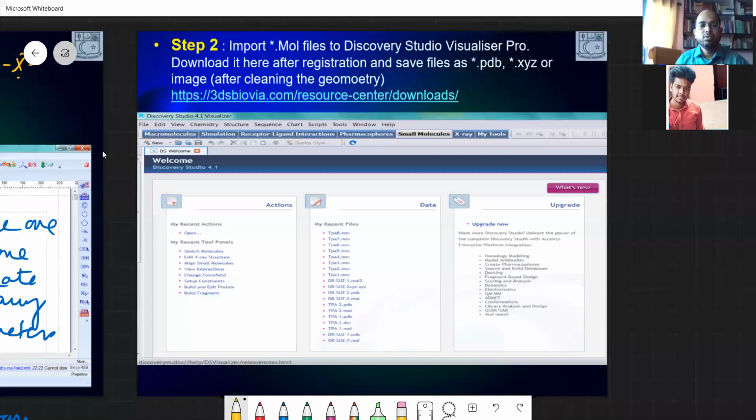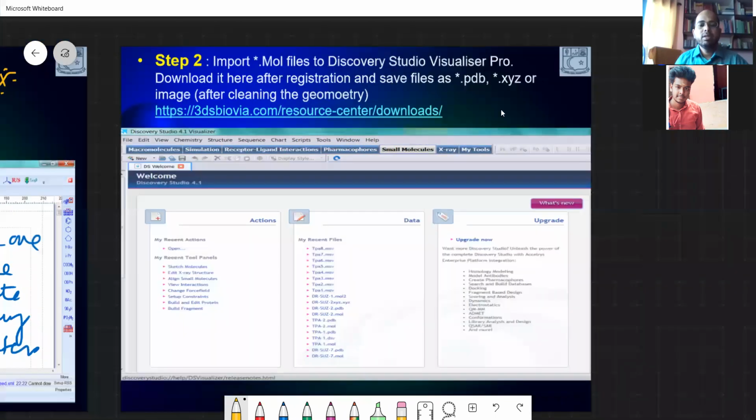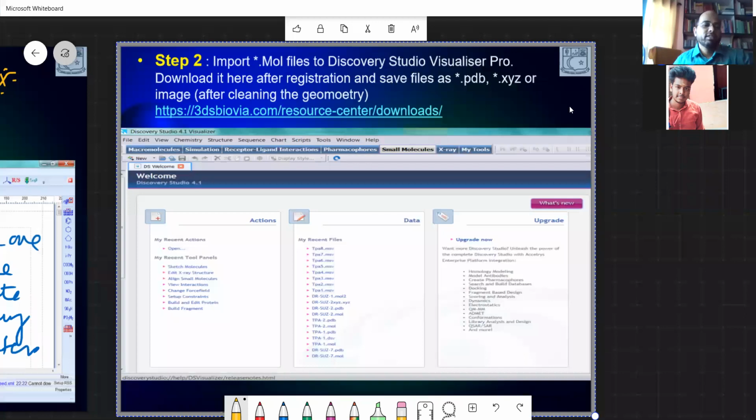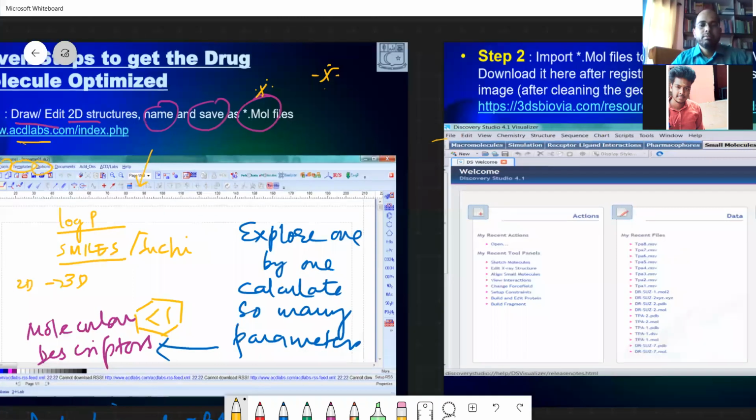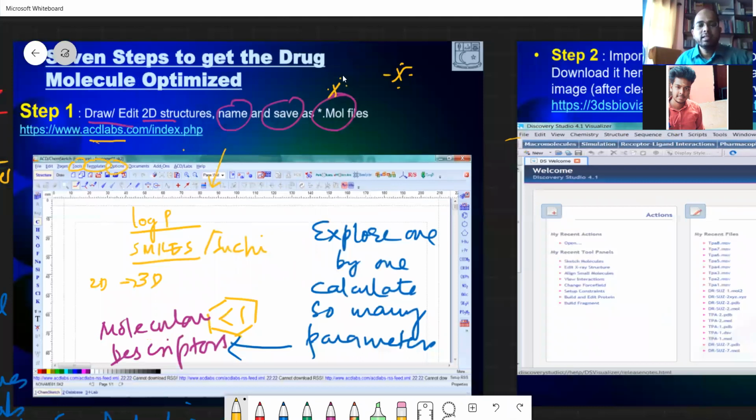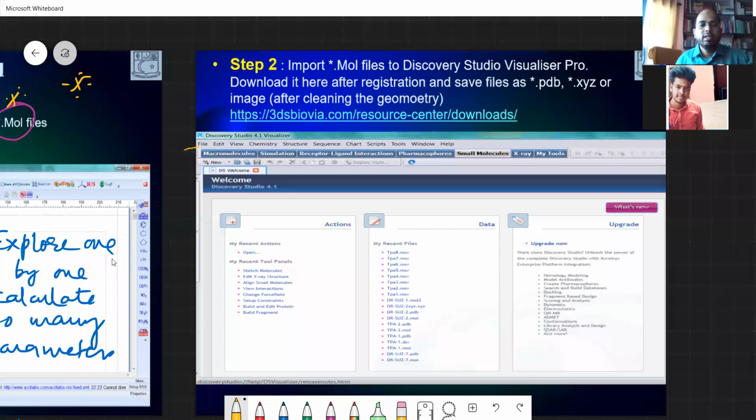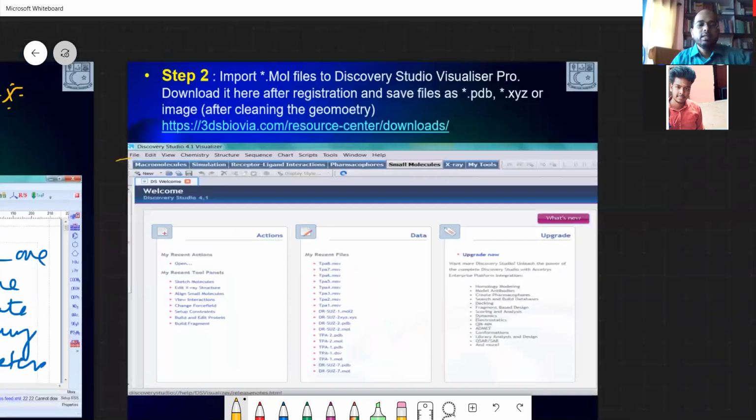And step two is you can import these mol files. Here you have the mol files, this one. You can use this software. The link I am giving here is a very useful software. It's very free software. You can see a lot of options there.